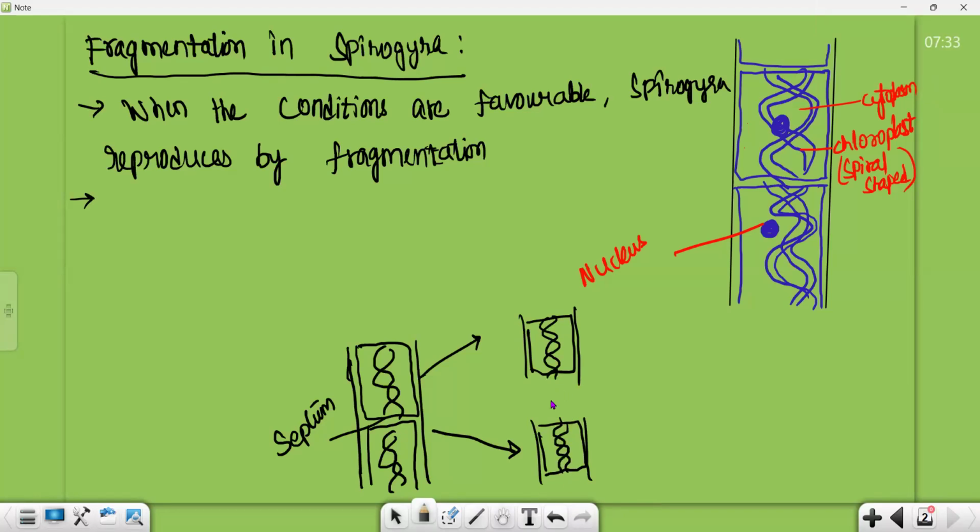Ma'am, is the septum between both of the Spirogyra? Yeah, it's basically dissociating the gap, the filament exactly at the cross wall. So let's write that point.